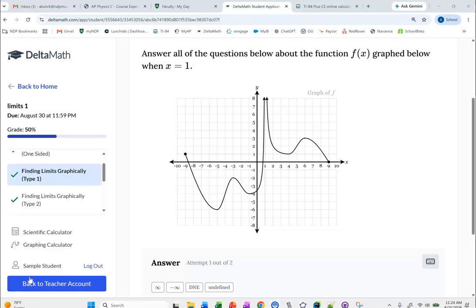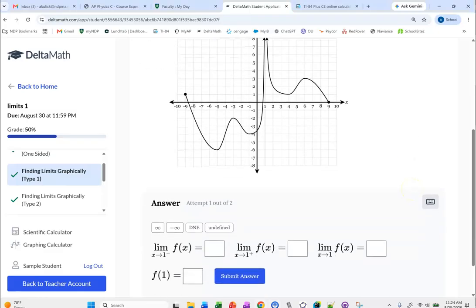So this problem is asking us about where x is equal to 1. It's going to ask us for these three limits and then what f of 1 is. What do we call this limit? Left hand limit. Very good. And how do I know it's the left hand? The minus in the superscript. What do we call this one? Right hand. And this one is just the overall limit, we just call that the limit.